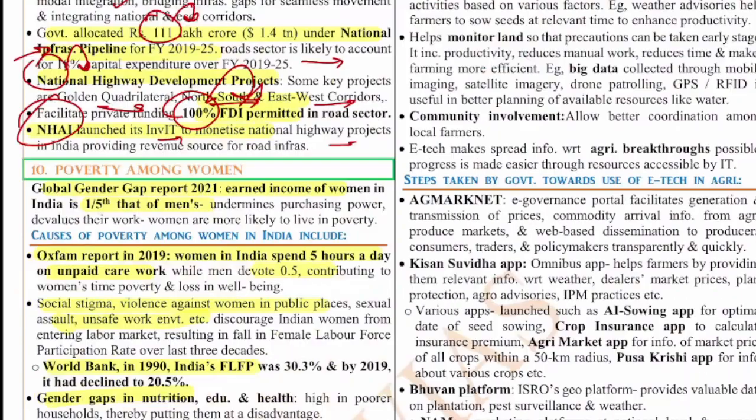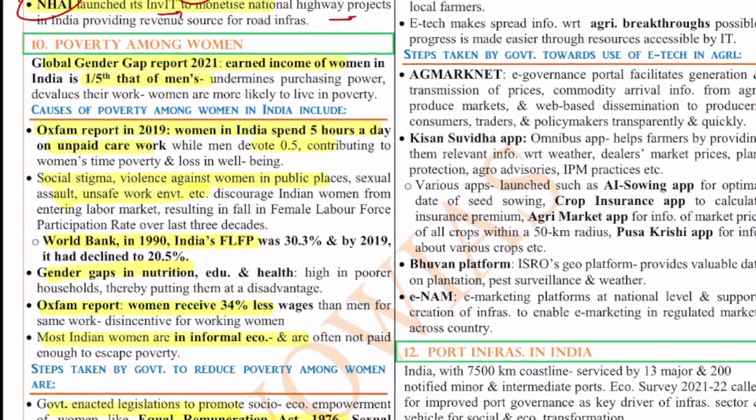Next, the 10th question is on poverty among women. Poverty among women is a major topic because women's poverty is different from overall poverty. Because overall poverty, if you see, involves both men and women.